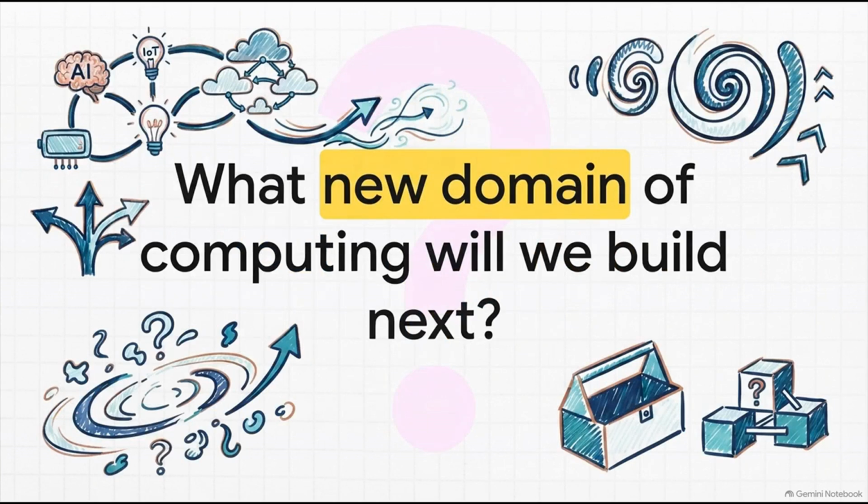Which leaves us with a fascinating final thought for this explainer. As we watch these distinct digital neighborhoods, AI, IoT, cloud computing, continue to blur, merge, and evolve at a breakneck pace, what entirely new domain of computing will our world need to invent next?